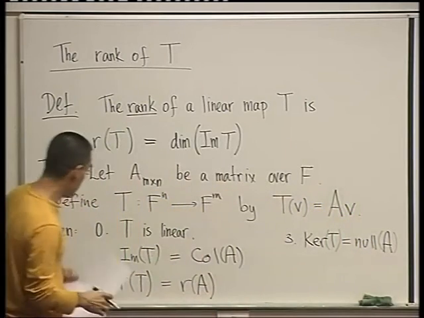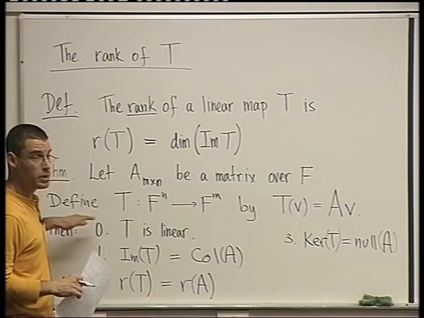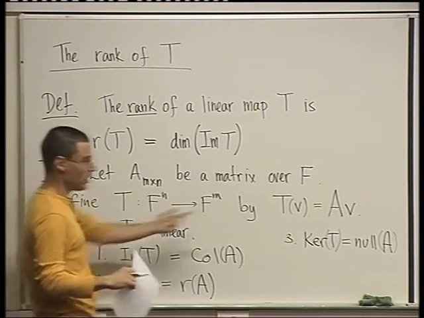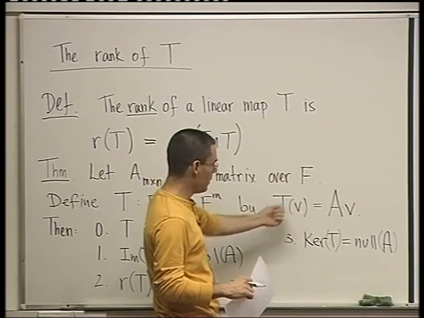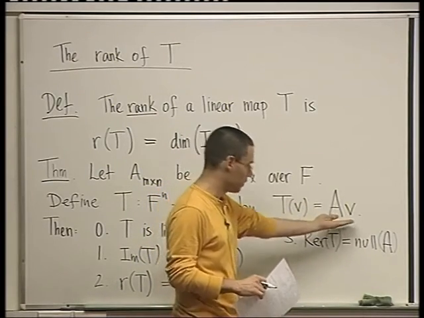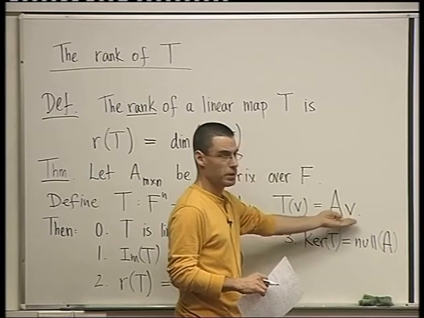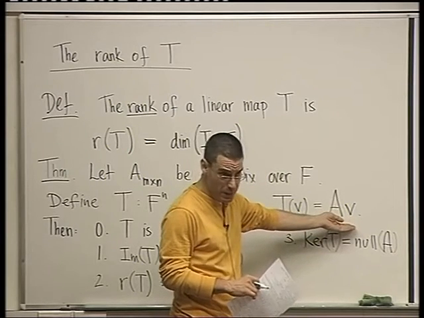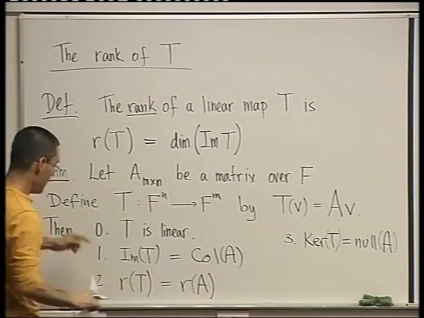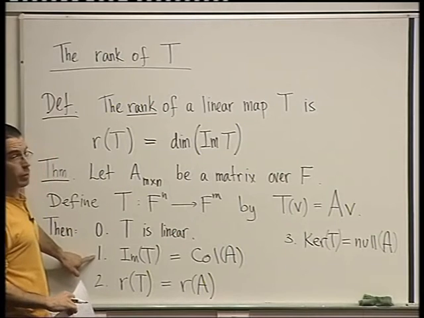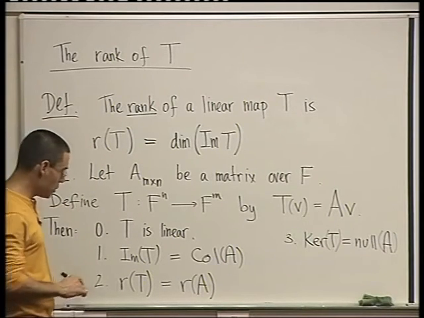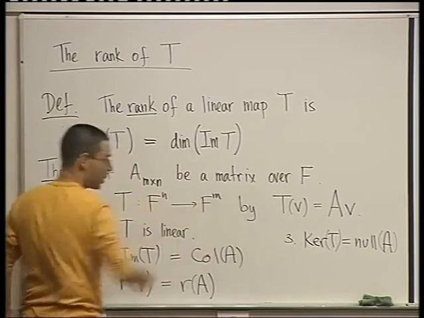So let's prove this. I'm not going to prove 0 because we've done it. Okay, if you don't recall, it's very good practice. You need to take V1 and V2, show that T of V1 plus V2 is the same as T of V1 plus T of V2. That's precisely the distributive property of matrix multiplication. Remember we did that, everybody? Okay, good. Okay. Let's show 1. 1 is where most of the work is hidden in this theorem. So I want to show that the image of T is the same as the column space of A.